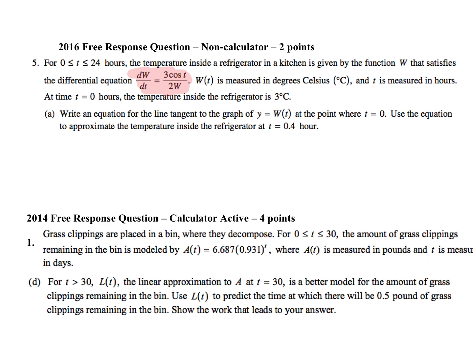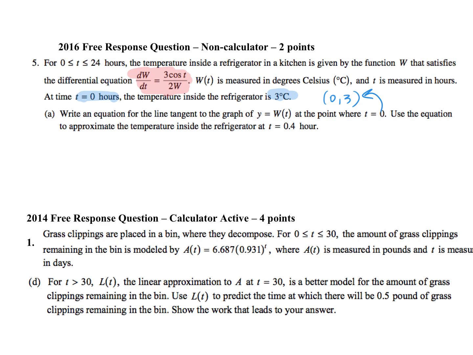They said at t equals 0, the temp is 3. Is that a point? At t equals 0, the temp is 3. So that's interesting: (0, 3). That's just a point. Good to know. Write an equation for the line at the point where t is 0. Oh, snap. t is 0. I'm going to write that right there. Okay, there's my point then. Use the equation to approximate the temperature inside the fridge when x is 0.4.